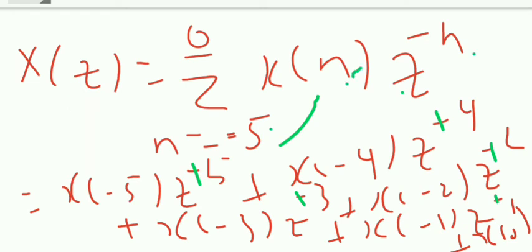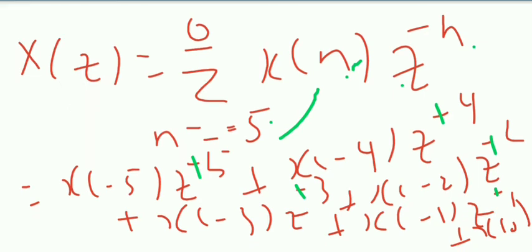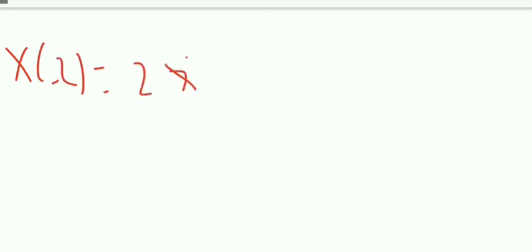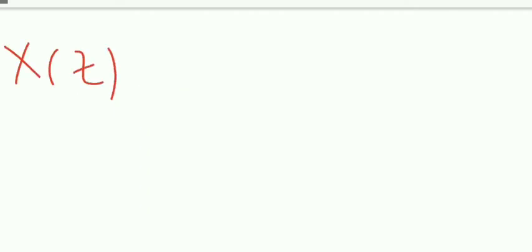N is equal to minus 3, x of minus 3, z power plus 3. Like that it goes. Now we substitute the values of x of minus 5, minus 4, minus 3, minus 2, minus 1 and 0 that we have found earlier. So this is what we found. x of minus 5 is 2. So x of z is equal to 2 into z power 5.